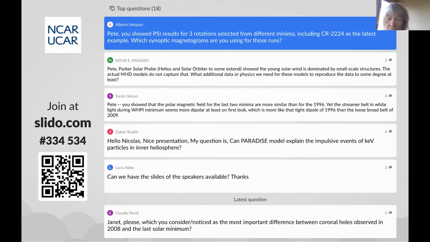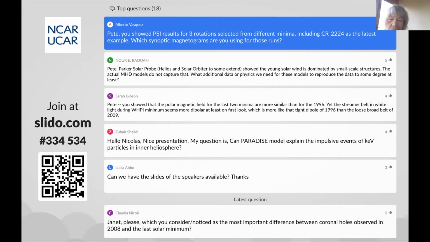Right. I guess my question was also related to the point of, are you using the instruments' synoptic products by themselves, or is there some extra processing on those synoptic magnetograms, like ADAPT-GONG or something like that? Yes, so we do use the synoptic maps.